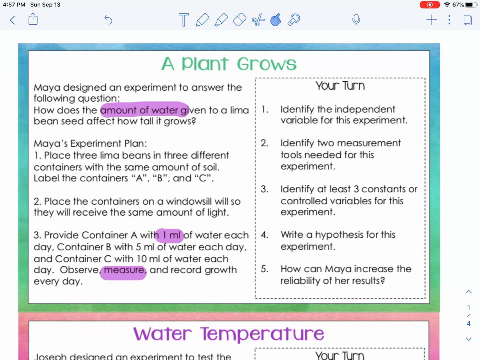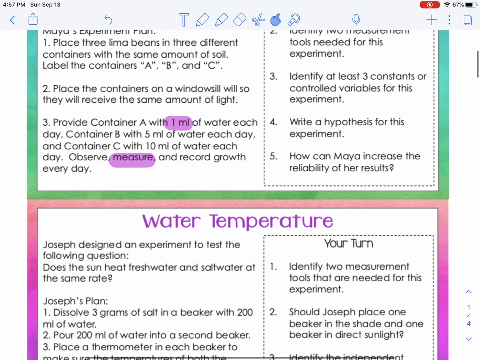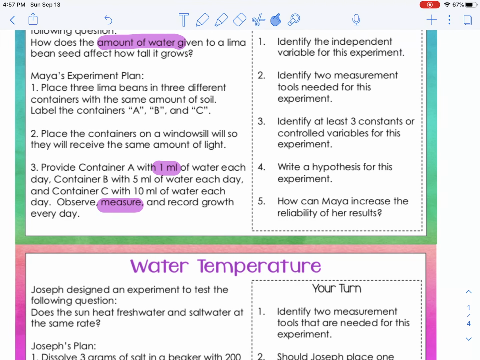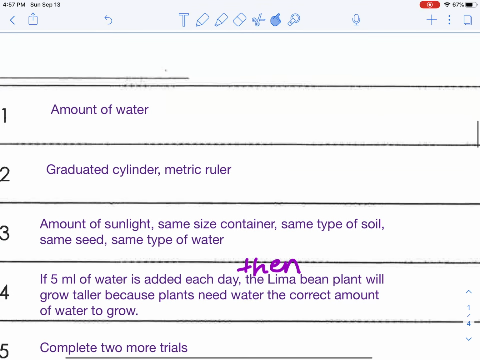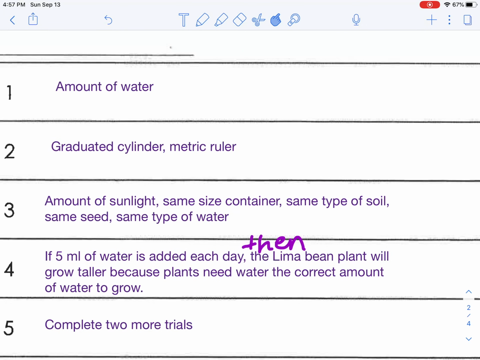How can Maya increase the reliability of her results? Well, in this experiment here, she simply did 1 trial. We can see that right here. Just 1 trial. So that is going to be a way that she can improve her results, and reliability is that we are going to perform 2 more trials. That's going to be, can we reproduce the same results? Do we have reliable results? Alrighty, so make sure you have all of that correct on your page.